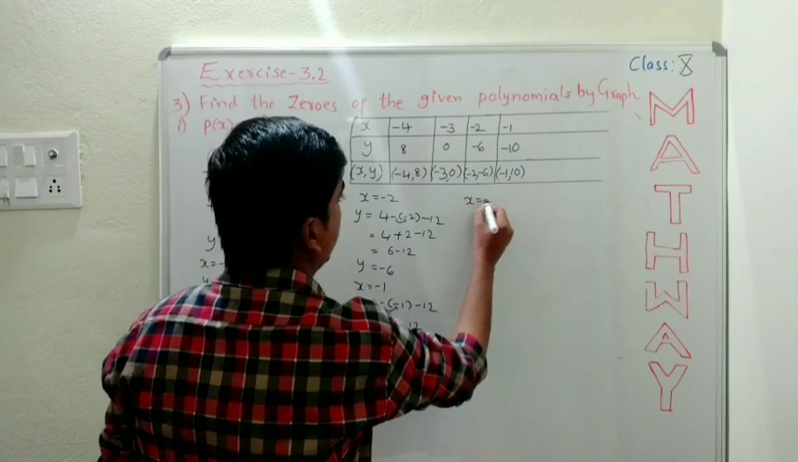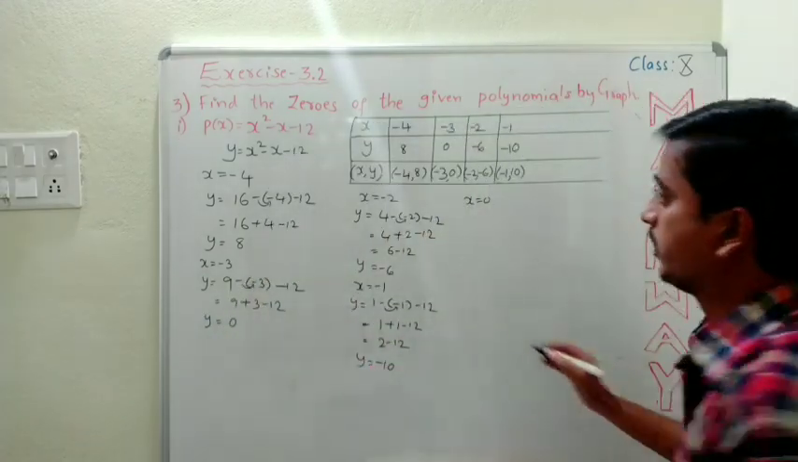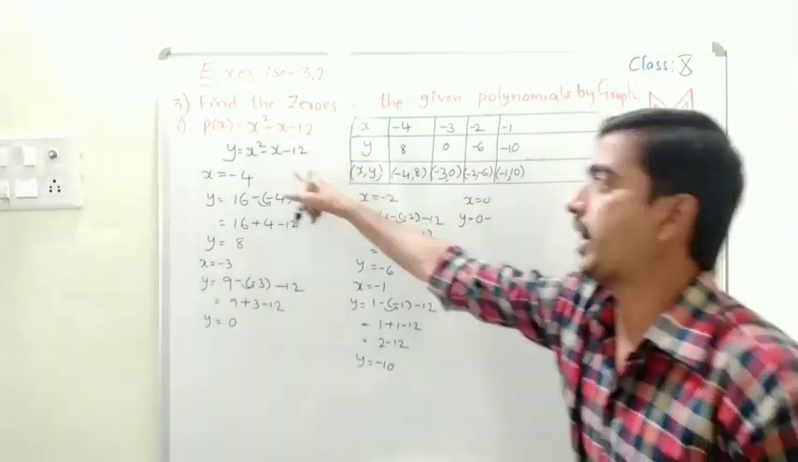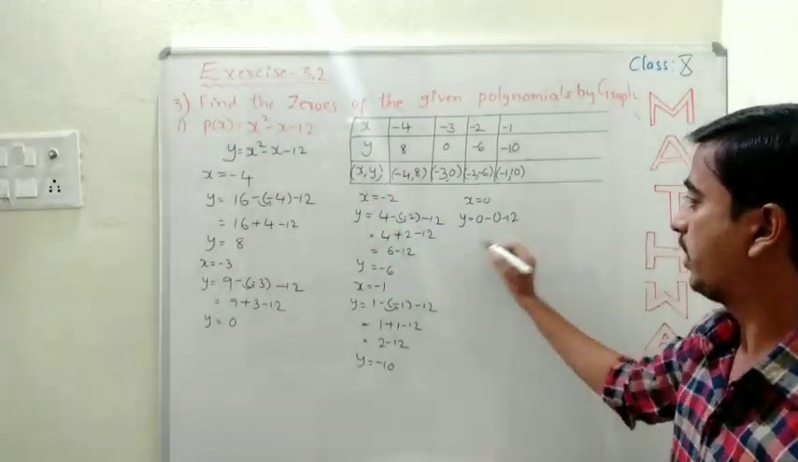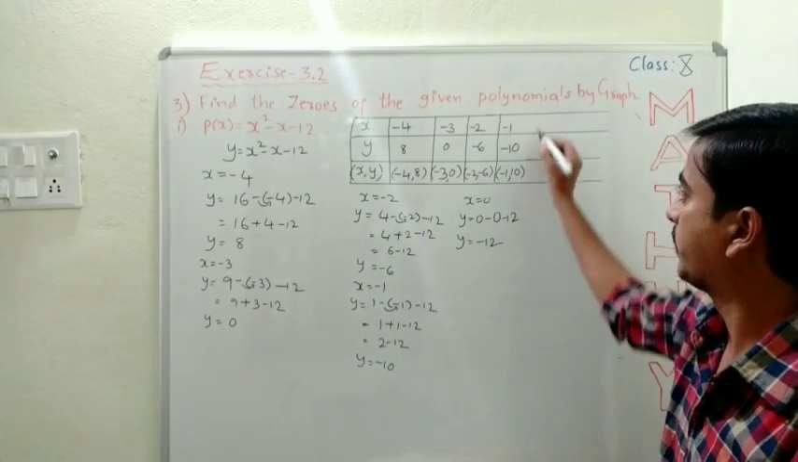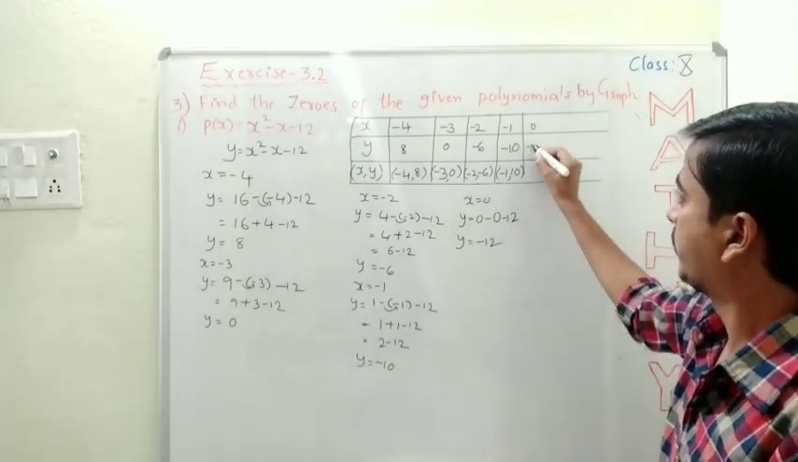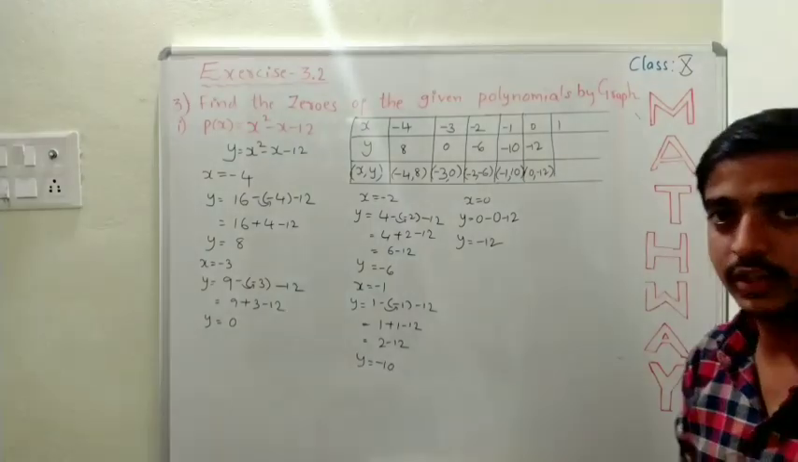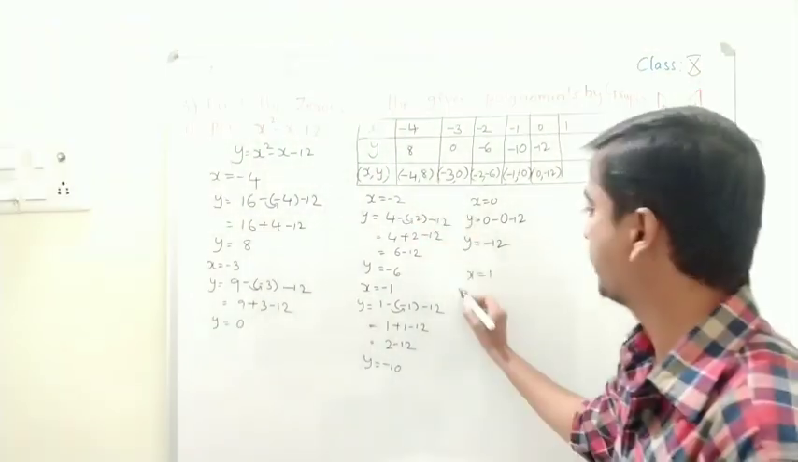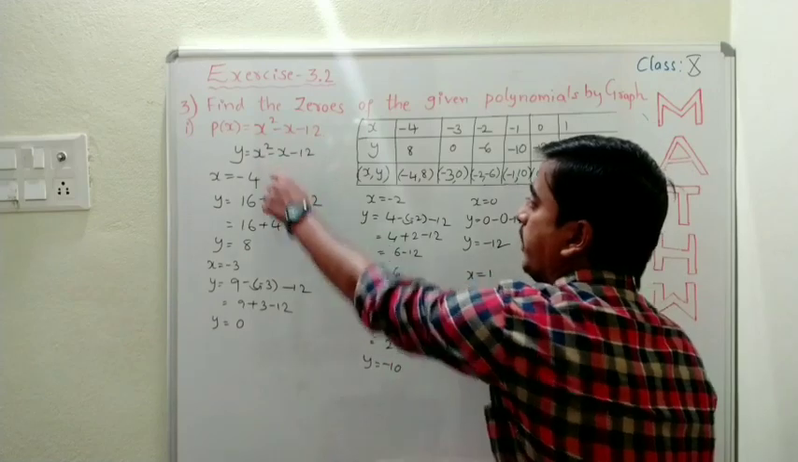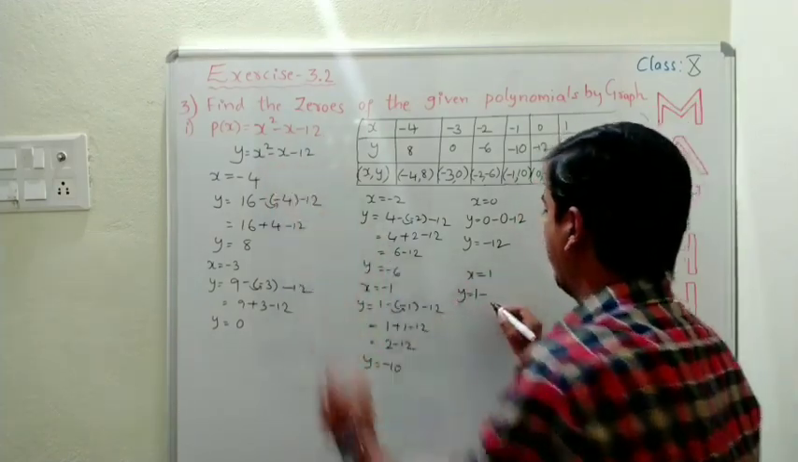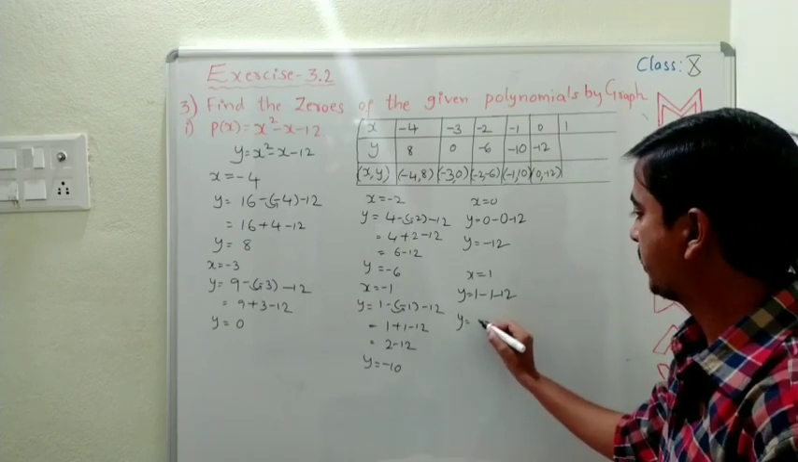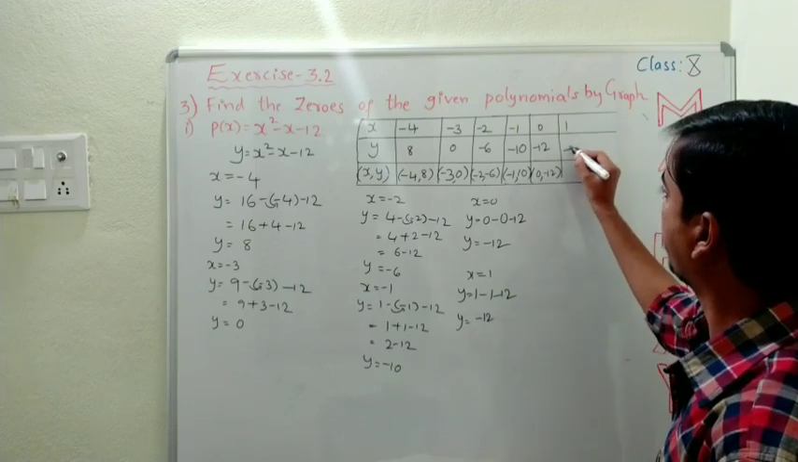Now take x equals 0. By substituting in the polynomial, y equals 0 square minus x, x is also 0, minus 12. Then y equals minus 12. So 0 comma minus 12. Then take x as 1. If you take x equals 1, by substituting we get 1 square, which is 1. Again the x value is 1, minus 1, minus 12. 1 minus 1 is 0, and 0 minus 12 is minus 12. So here also we are getting minus 12.